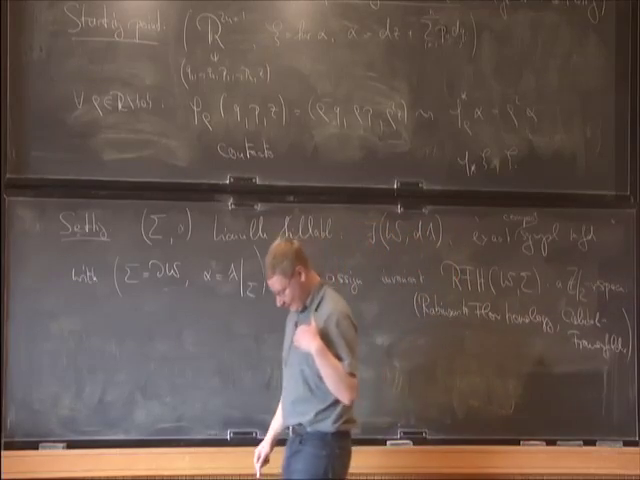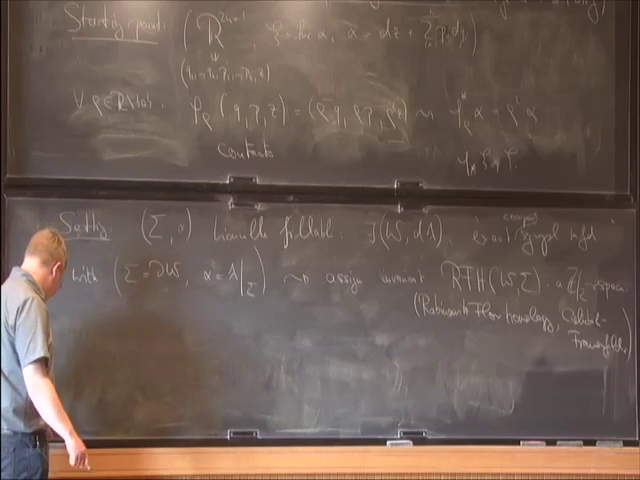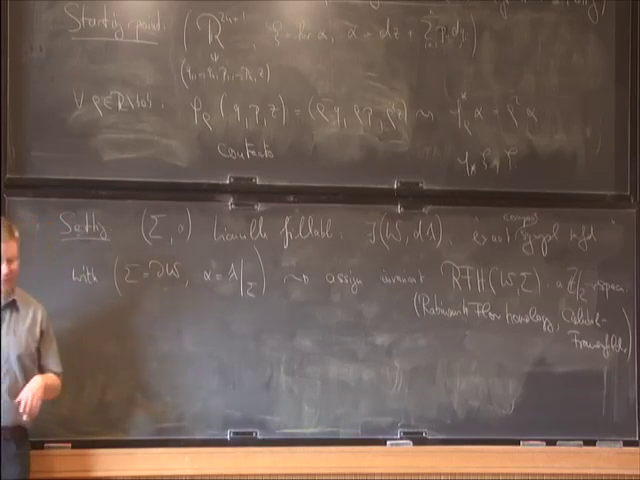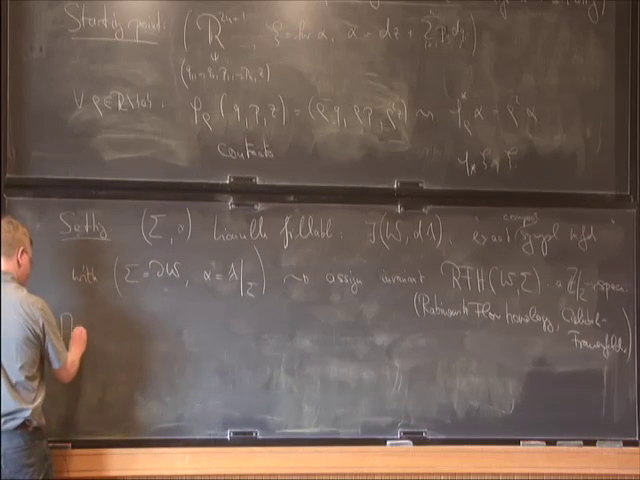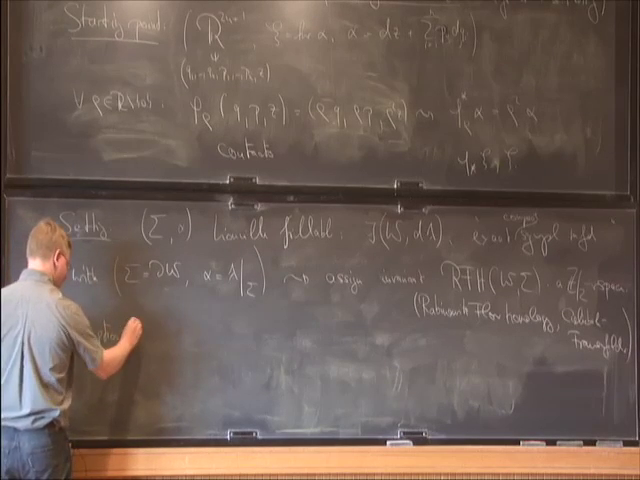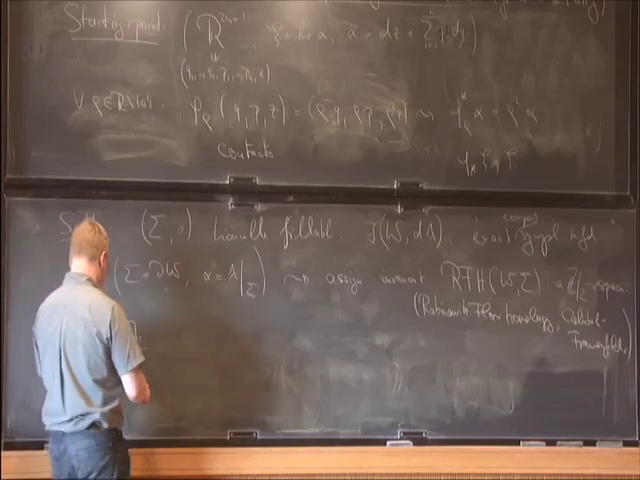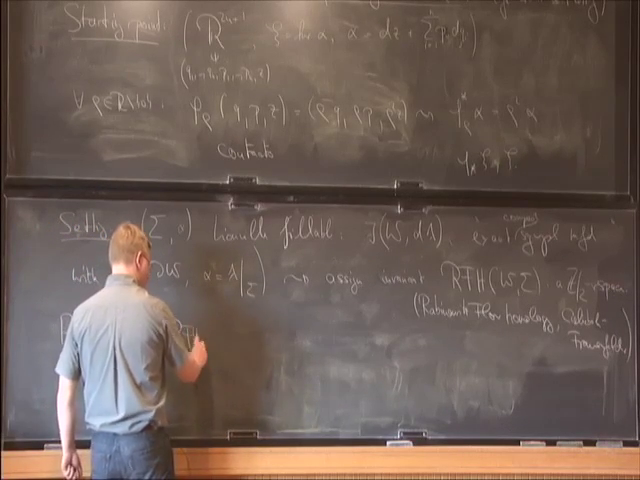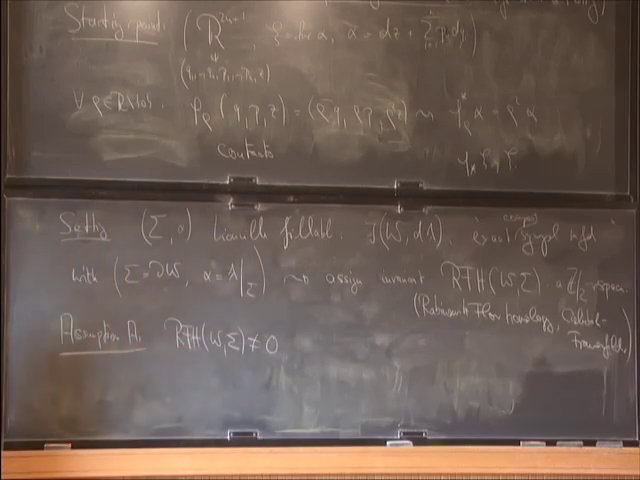It has, of course, lots of other structures, but for our purposes all we want is a Z mod 2 vector space. And then for a while, I want to work under the following assumption. Assumption A; we will have slightly stronger assumptions later. Assumption A is just that RFH of W, Sigma is not the zero vector space. And that is not true for the sphere. The sphere is not an example.